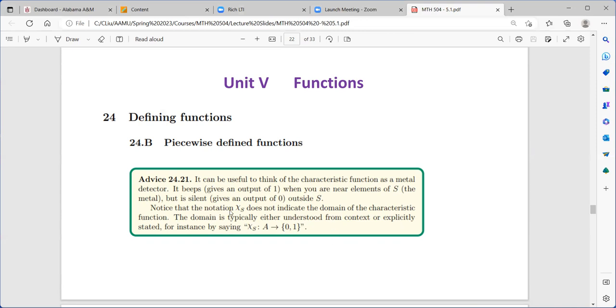As I said, the notation chi sub S does not indicate the domain of the characteristic function. It has nothing to do with the domain. The domain is typically either understood from context or explicitly stated, for instance, by saying chi sub S from A to the set {0, 1}. So the domain is A, not S. S is just a subset of A. Keep that in mind.